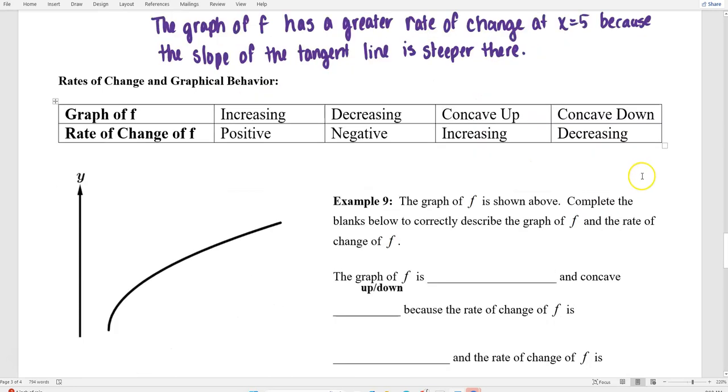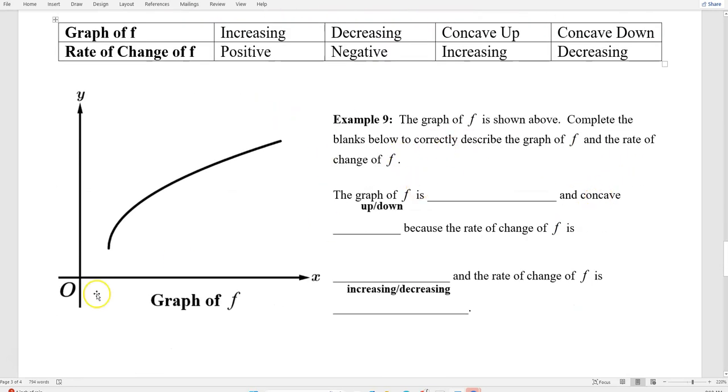asked here. So in example 9, we've got this graph. It says the graph of f is shown above. It says above because I didn't change it whenever I moved this over. These notes were like 6 pages long. I got it down to 4, which is still pretty long. But complete the blanks below to correctly describe the graph of f and the rate of change of f.